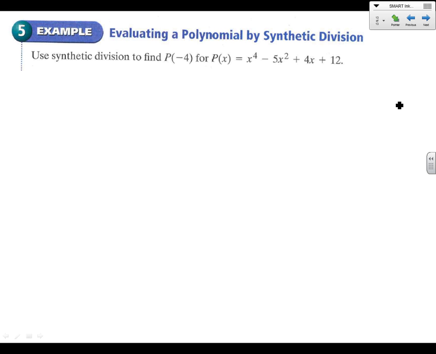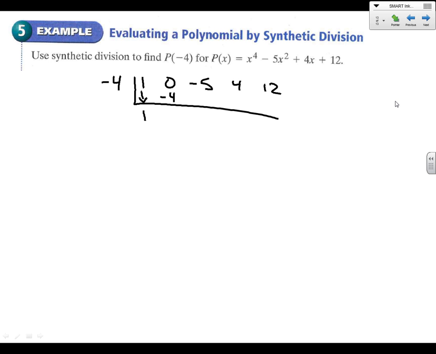Well, that can take a little bit of time because you've got to plug it in and then raise it to the 4th and then square it and then add 4x. Let's just use synthetic division and the remainder theorem to tell us. So, we're just going to do our synthetic division. 1, placeholder 0, negative 5, 4, and 12. We're going to plug in negative 4. Plug it straight in, and use your synthetic division to figure out what you're going to get.